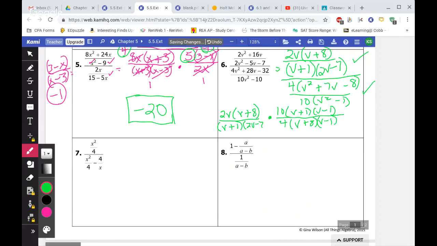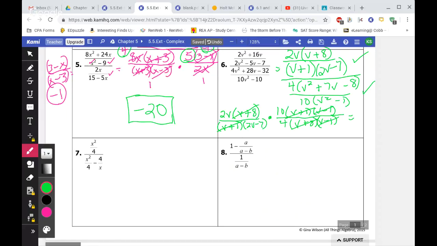So now I can look for things that I can cancel to get my final answer. A lot of factoring there. So great practice on factoring. We had the difference of two squares, all kinds of things. So it's really good. Let's see. We've got a v plus 8 here. And we've got one diagonally. We've got a v plus 1 in the bottom left corner and a v plus 1 in the upper right. Vertically, we have a v minus 1 and a v minus 1.